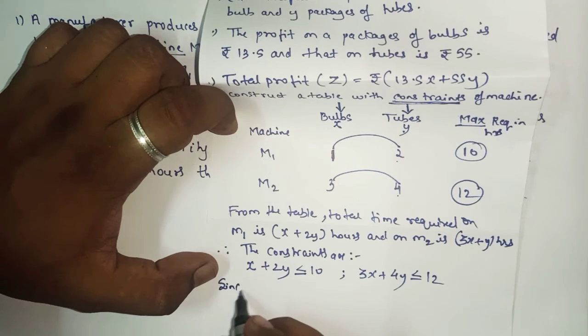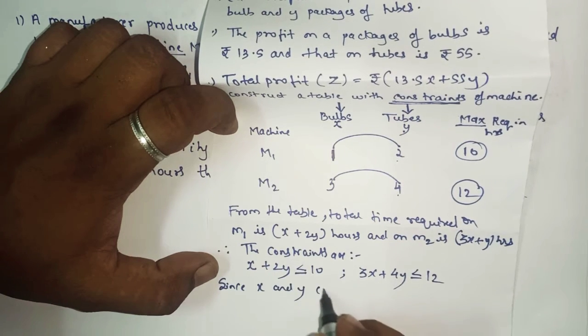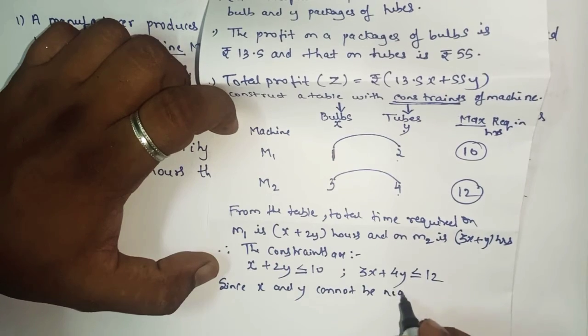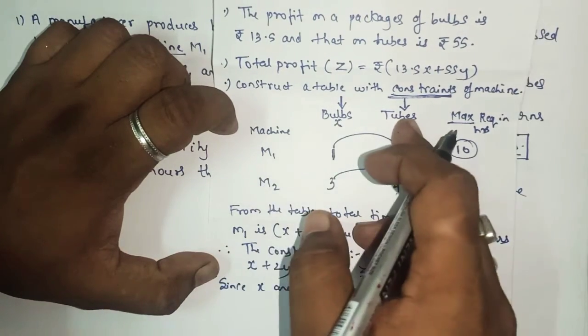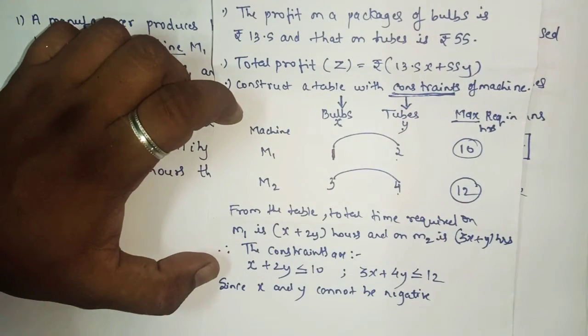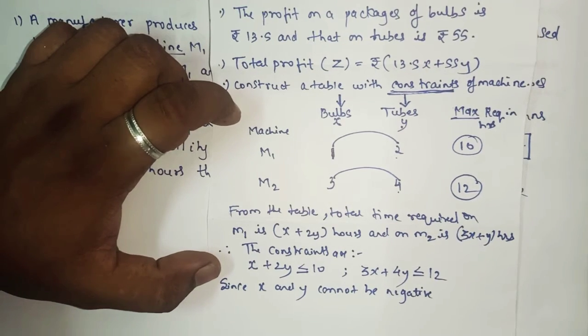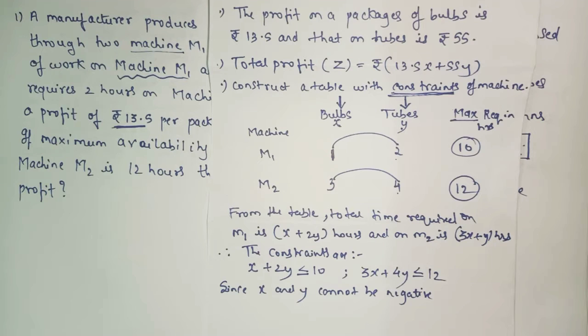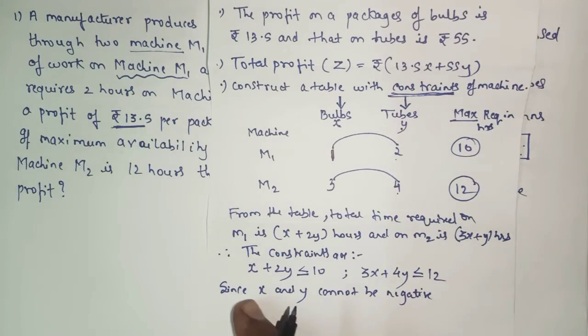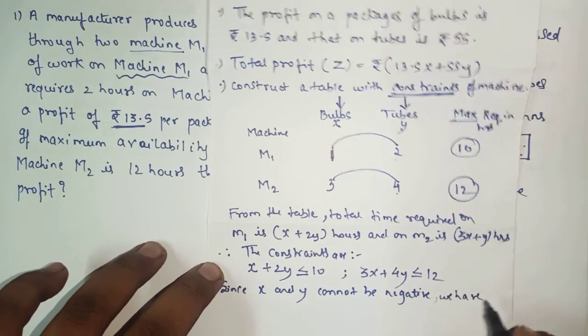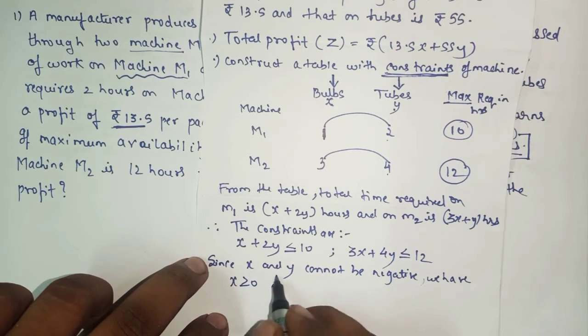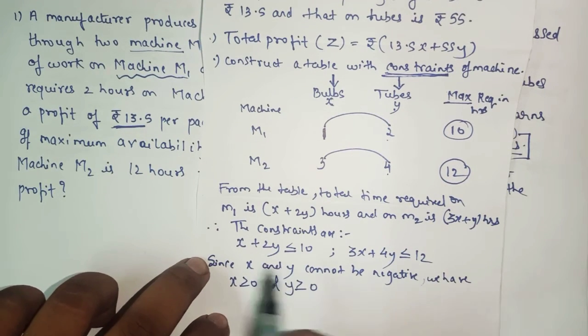So here you will write, since x and y cannot be negative, as the sum is based on what? Bulbs and tubes. Bulbs and tubes cannot be negative, yes or no? The products cannot be negative. I hope you all know that the numbers cannot be negative. So here x indicates what? Bulbs, and y indicates what? Tubes. That x and y cannot be negative. So we have x greater than or equal to 0 and y greater than or equal to 0. So it means what?